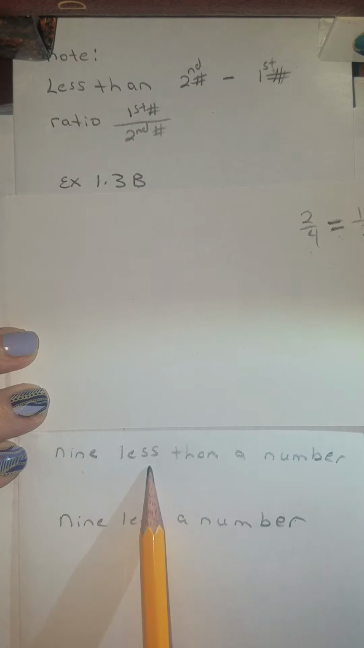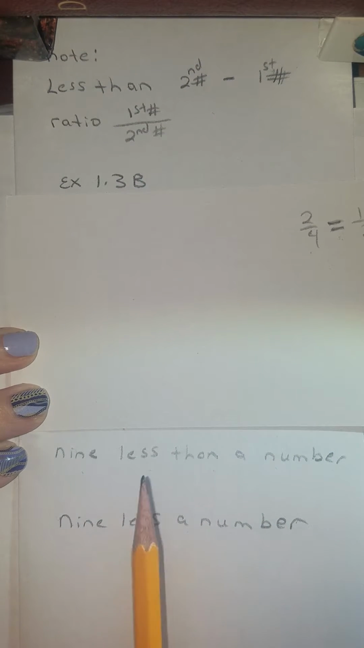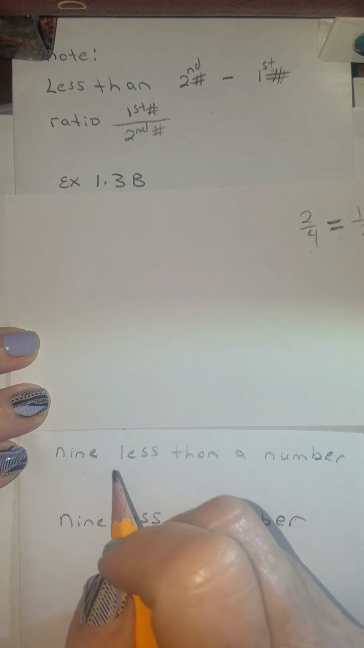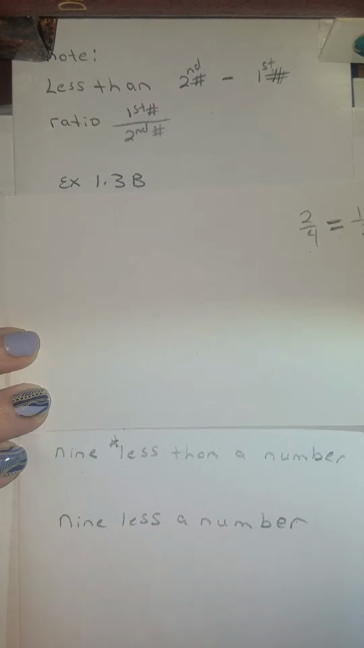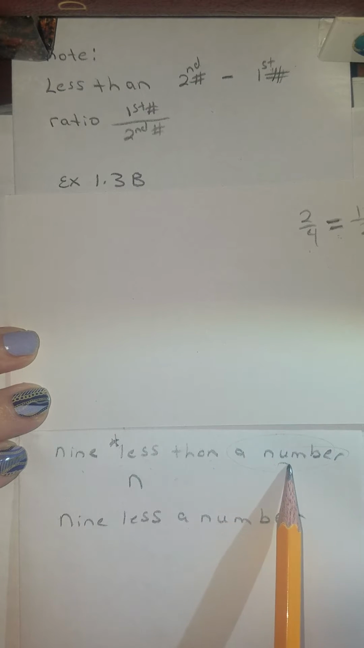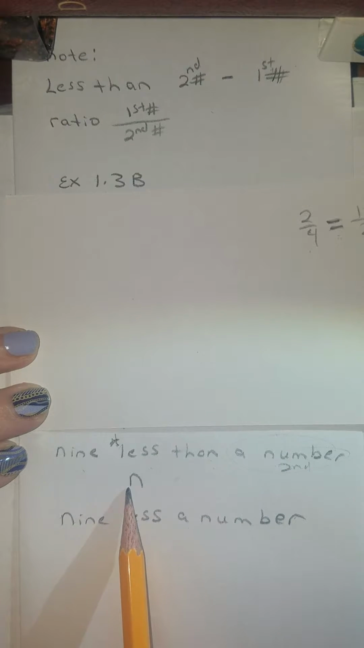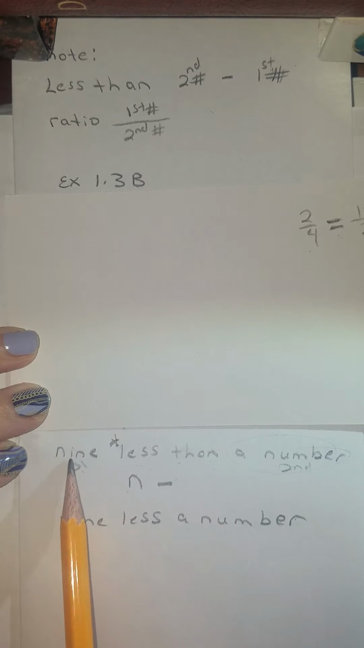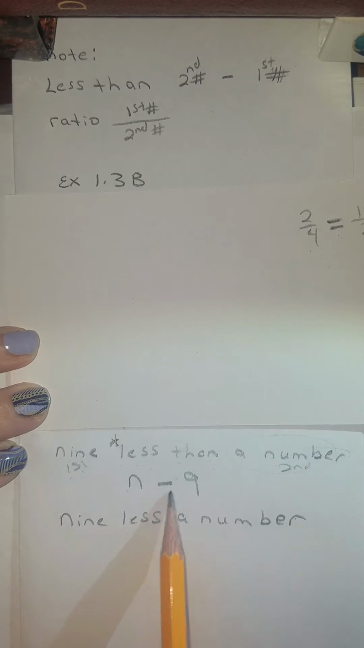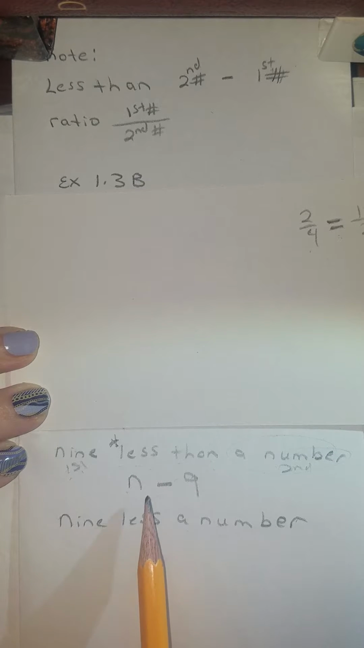Here we have 9 less than a number. Now remember, this is that less than. Remember, this was that one. I'm going to put a little star there, that they kind of told you that this is a little different. It wouldn't be 9 minus n. You'd put whatever is second, put it first. Less than indicates subtraction. Whatever was the first number they mentioned will come last. So this should be n minus 9.